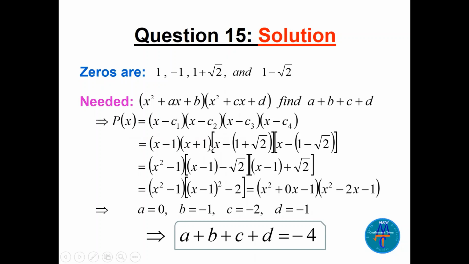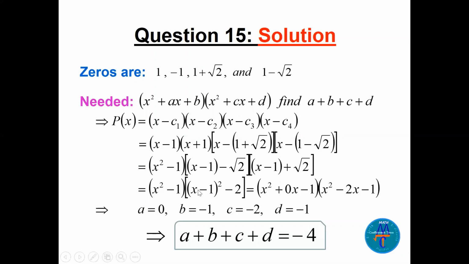So I write all the zeros. Here I have to multiply. I expand here, x minus 1 minus square root of 2, x minus 1 plus square root of 2. Then I can use the difference between two squares. So this becomes x squared minus 1. Here it will be x minus 1 squared minus 2. Expand here. See, there's a 0 x squared. There is no x, so I put 0x minus 1.